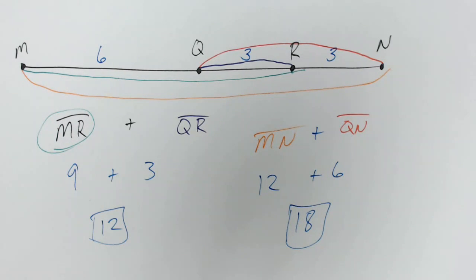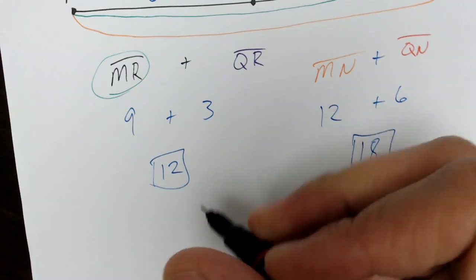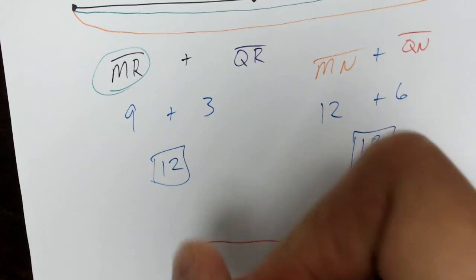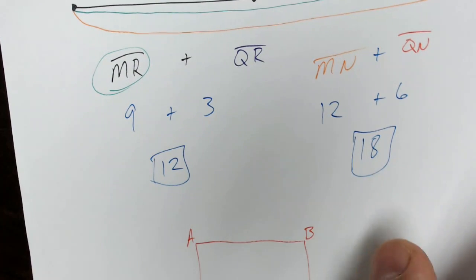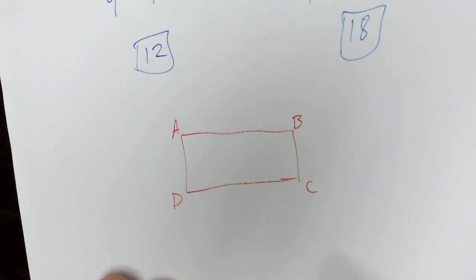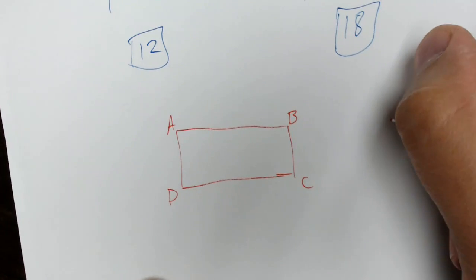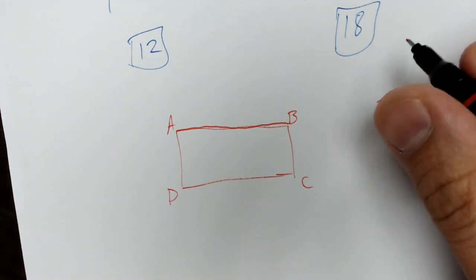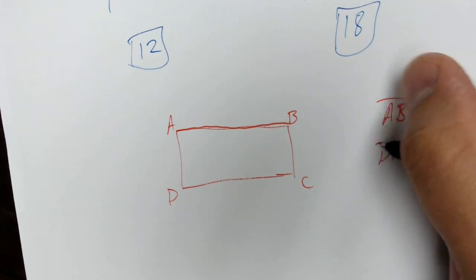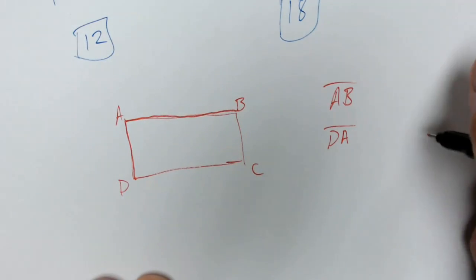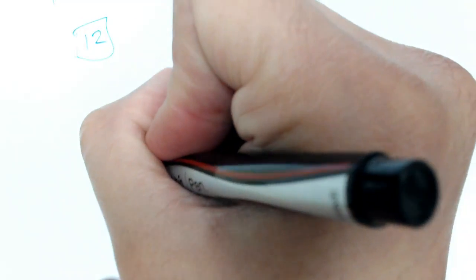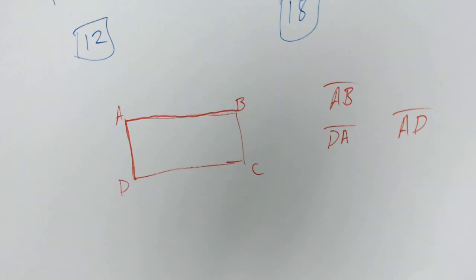We can also use them in shapes. For example, if I were to draw a rectangle, and then label it with letters A, B, C, and D, I can now refer to different lines on this rectangle. I could refer to line AB, and that would be this line right here. I could also refer to line DA. That would be this line. Now, here's a fun trick. What is line AD? Well, that is the same line right there. So in polygons, you can have multiple ways to write your lines.